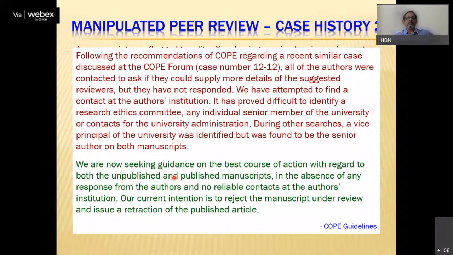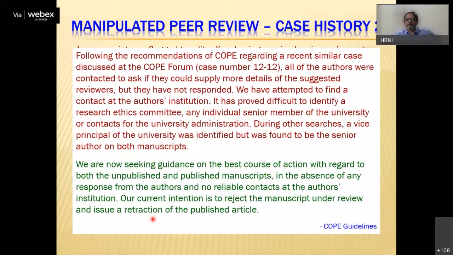So we are now seeking guidance on the best course of action with regard to both the unpublished and published manuscripts in the absence of any response from the authors and no reliable contacts at the author's institution. Our current intention is to reject the manuscript under review and also issue a retraction of the published article. So these two cases highlight how the author himself can manipulate the peer review process.